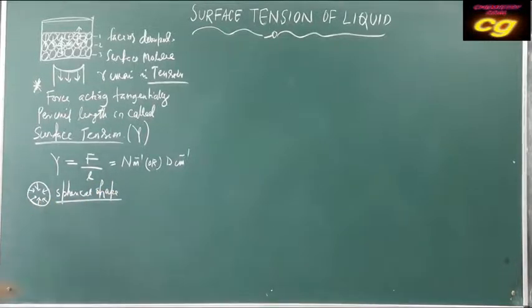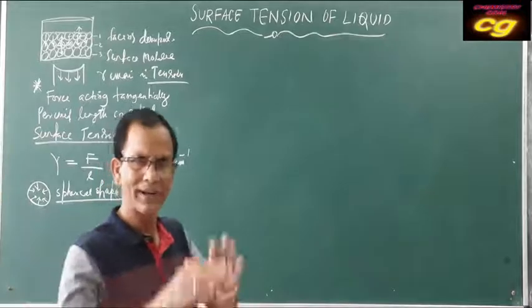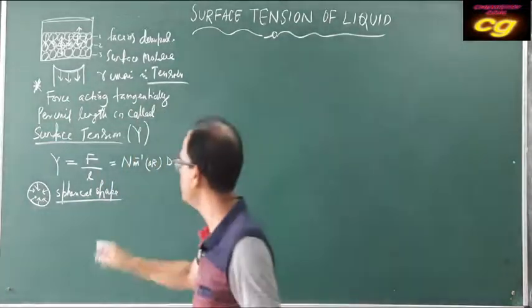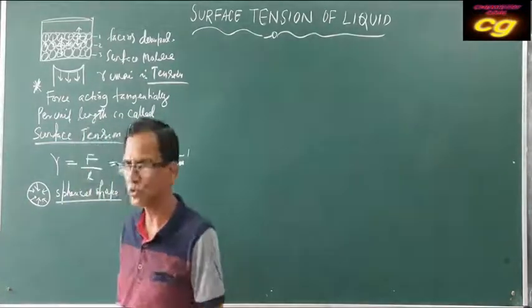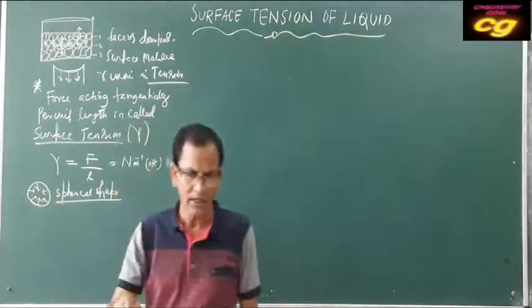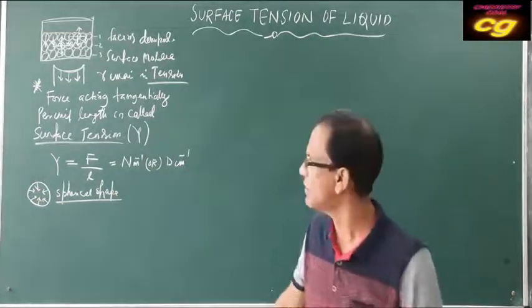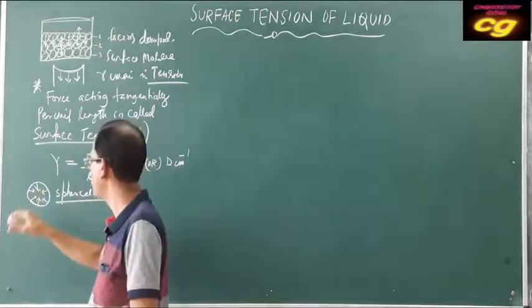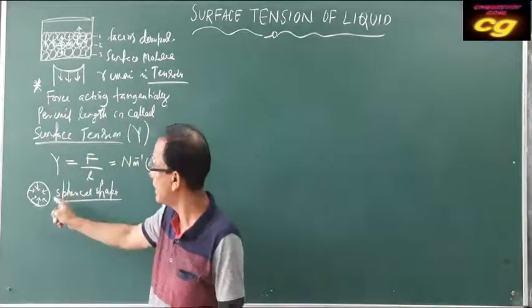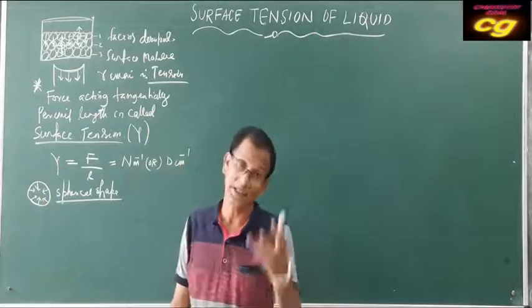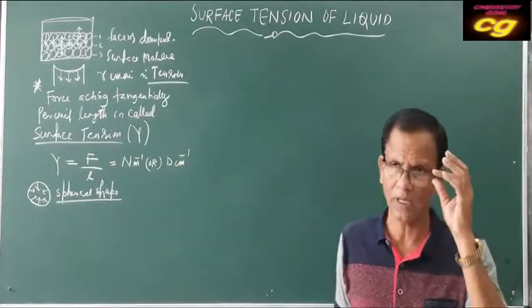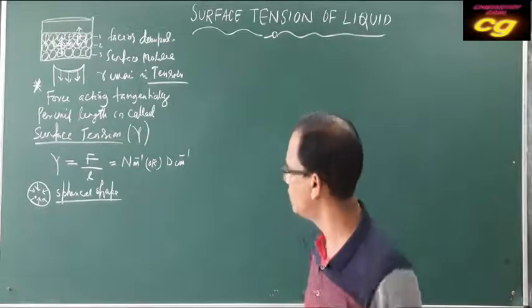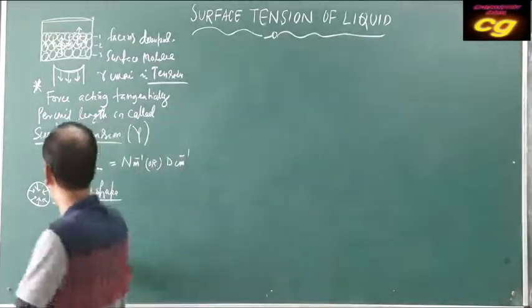Spherical shape. Due to surface tension, the force acting on the surface, the molecules acquire a minimum area. Minimum area means spherical shape, so that it balances the surface tension. The interfacial tension will be balanced when it takes the spherical shape. That's why liquid takes a spherical shape, always due to surface tension.